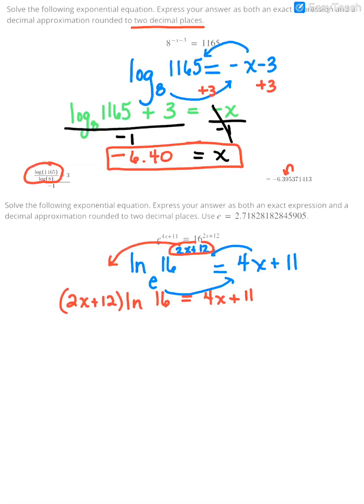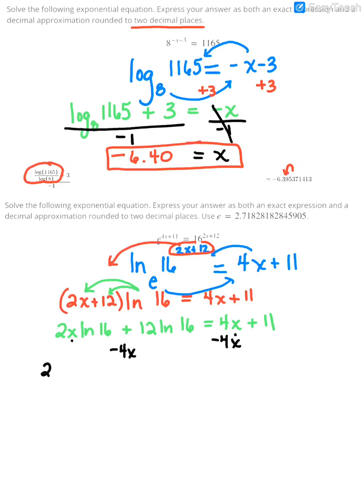Okay, so if I go ahead and multiply both sides here by the natural log of 16, I get a 2x times the natural log of 16, plus I have a 12 times the natural log of 16, and that is equal to a 4x plus 11. Now, anytime we are solving for a variable, we need to get all terms with the variable on the same side. So I basically have an x here and I have an x there. I'm going to put them on the same side, so I'll go ahead and subtract the 4x.